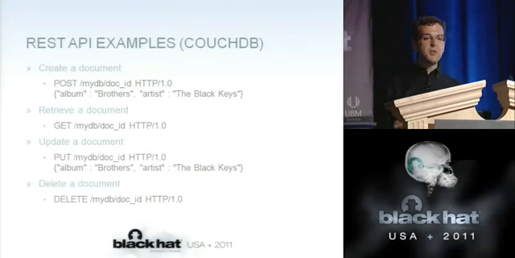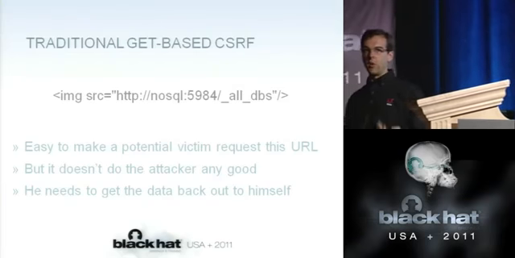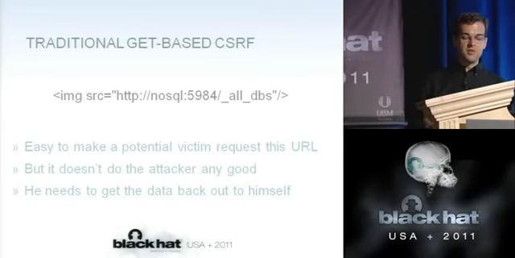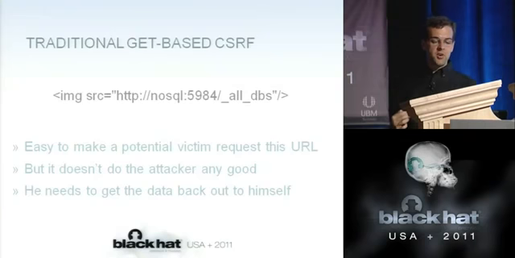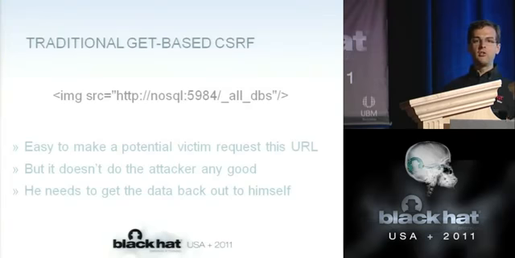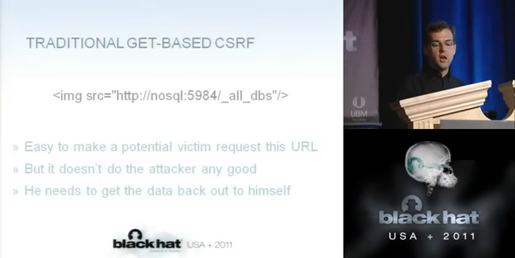But we'll start with retrieve, because the hot thing to do is to steal all the data out of somebody's database. That's where all the juicy info is that we can go sell. So how could we do this? The traditional way of performing a get-based CSRF is through image source tags. I'm going to create an image tag, and the source is NoSQL 5984 all DBs. I will package this up in an email and hope you open it, or I will put it on my own page and lure you to visit it through some kind of social engineering attack. And then when you do that, you'll go make the request.